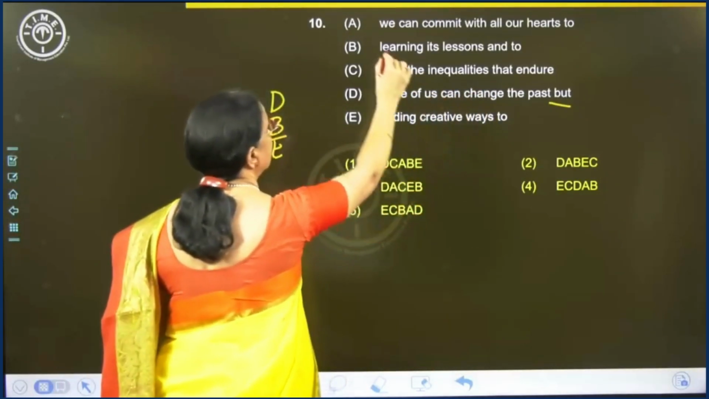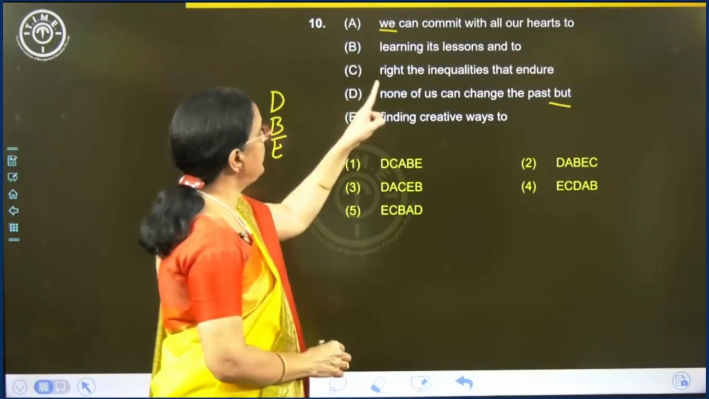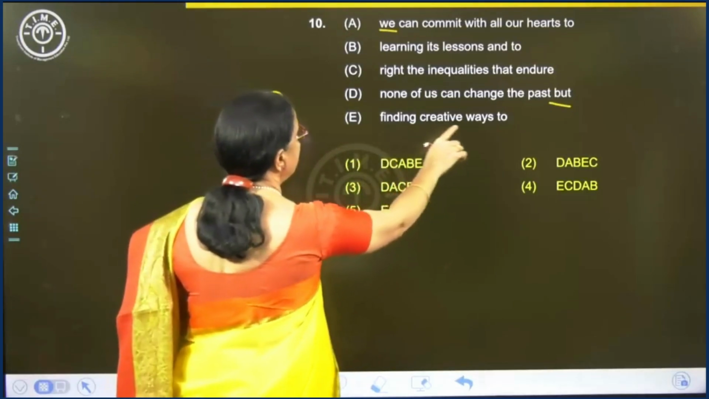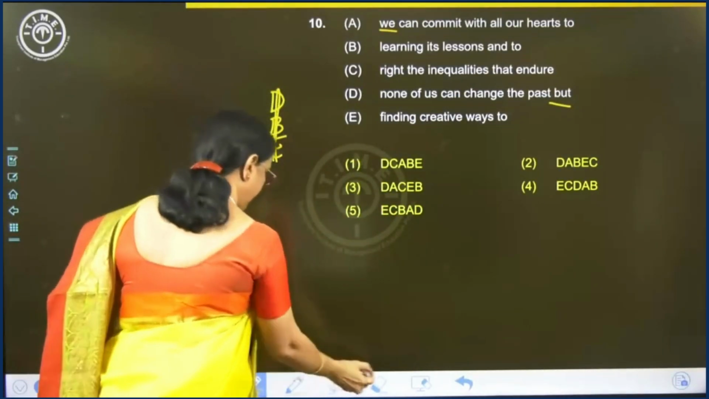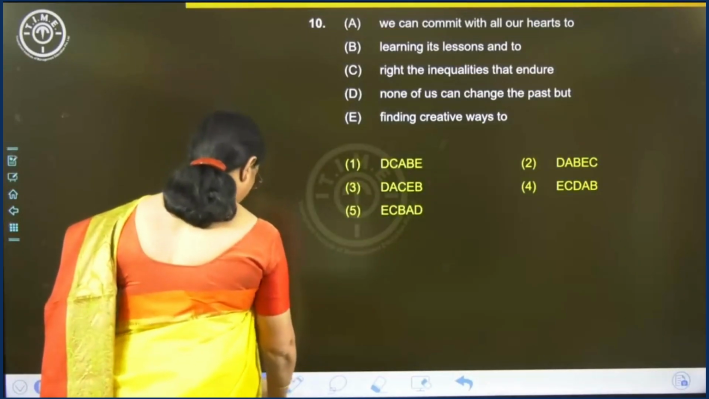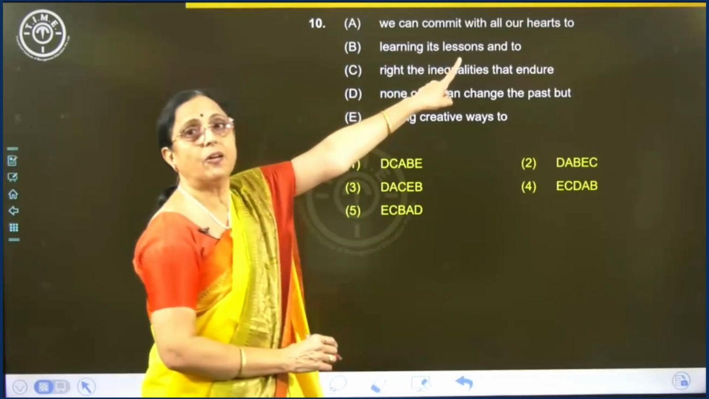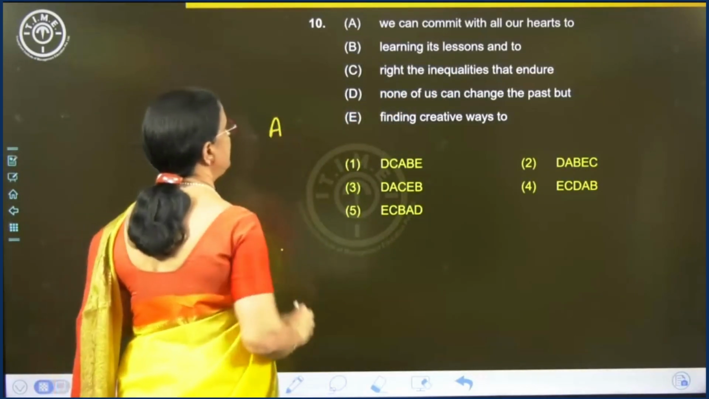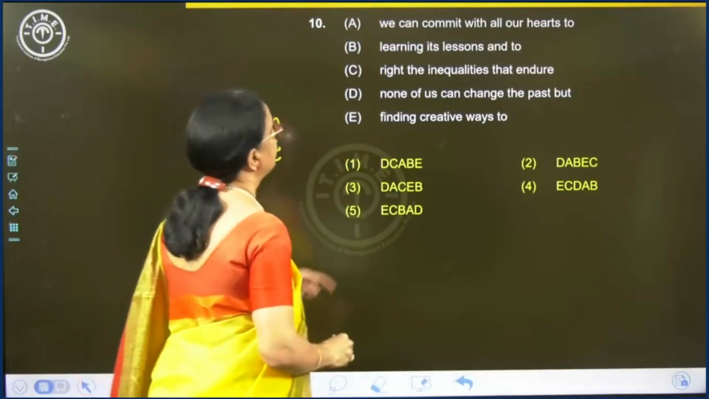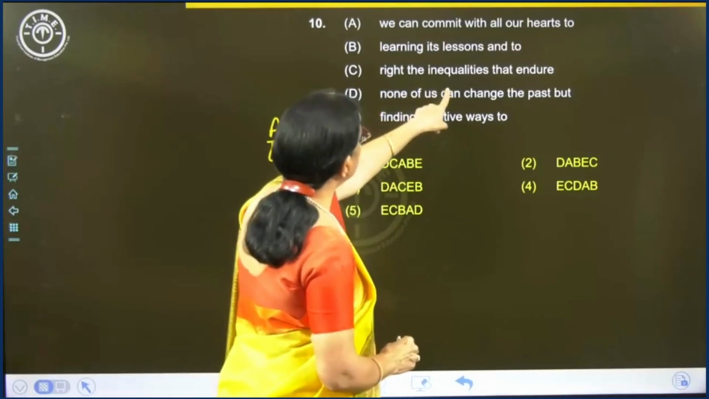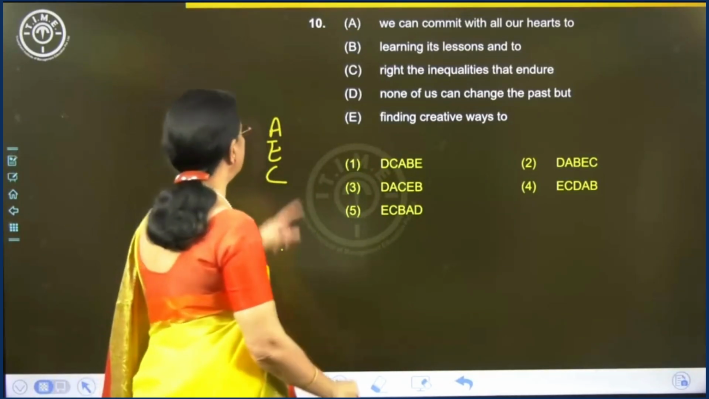Now, let's do it again from the beginning. Start with this one. We can ignore that. We can commit with all our hearts to finding creative ways. Now, let's do it again from the beginning. So, we can commit with all our hearts. A. So, what for? To finding creative ways. Agree. To finding creative ways to right the inequalities that endure. C. Do you get it? And then we are left with what?